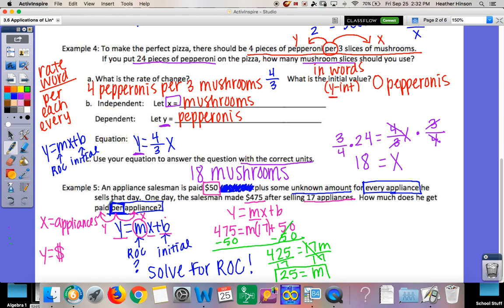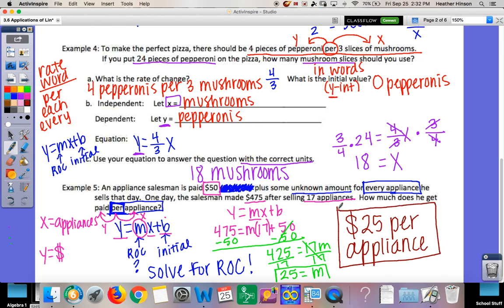So how much does he get paid per appliance? Well, m was 25, so he's going to get $25 per appliance. So we had to solve for the rate of change because they didn't give us a rate of change. But they gave us something to put in for x. They gave us appliances. They gave us money to put in for y. And they also gave us the starting value, how much he gets paid just for going to work before he sells anything. That's your start. That's your b. And then you just plug it in and solve for m.